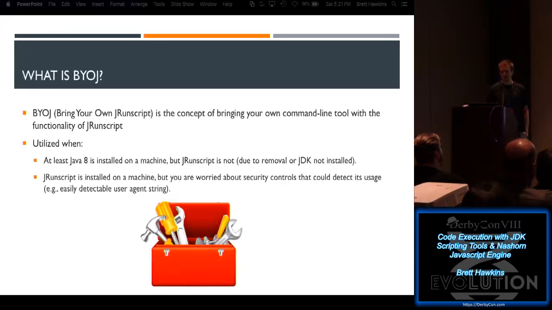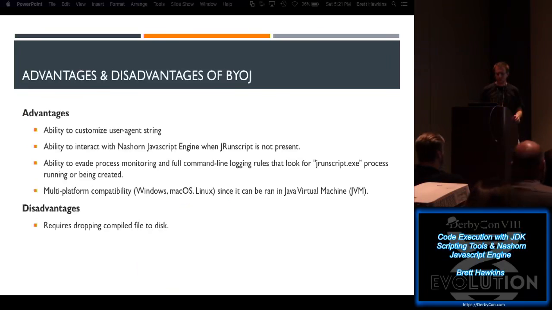BYOJ is bring your own JRunScript. So it's just bringing your own command line tool that has the functionality of JRunScript. A couple of scenarios where you could use this. One is where at least Java 8 is installed, but JRunScript is not, whether JRunScript was removed or the JDK is not installed. The other scenario is if JRunScript is on the machine, but you're worried about some security controls that could detect it, for example the easily detectable user agent string, right? So that's the other scenario where this may come in handy.